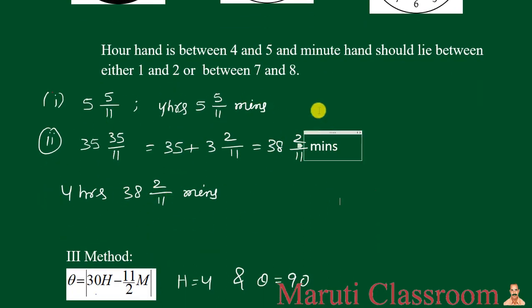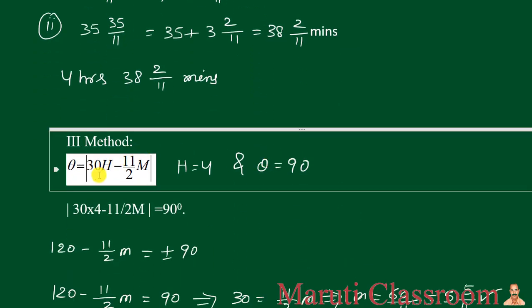So at these two timings, the angle between the hands is 90 degrees. From this we can also say that between 4 and 5 the hands of the clock are perpendicular 2 times. Now let us see the third method. By using this formula we can find out the 2 timings when the angle between the hands is perpendicular. It is given that time is between 4 and 5, so h equal 4. They are perpendicular, theta equal 90. Substitute these in this formula.